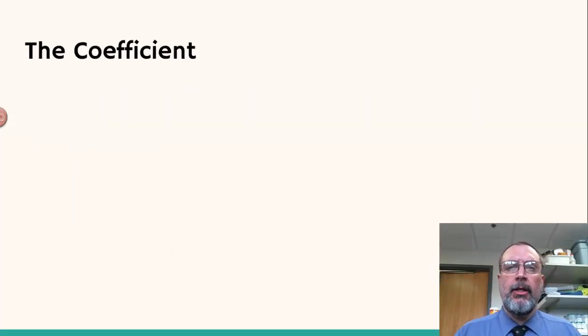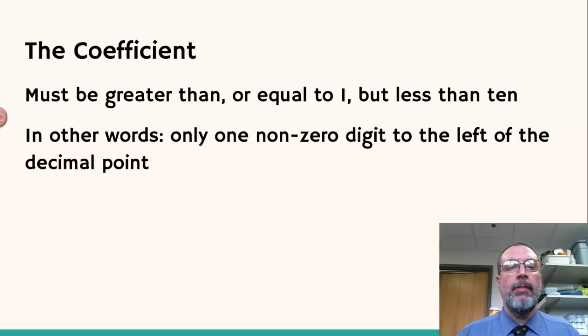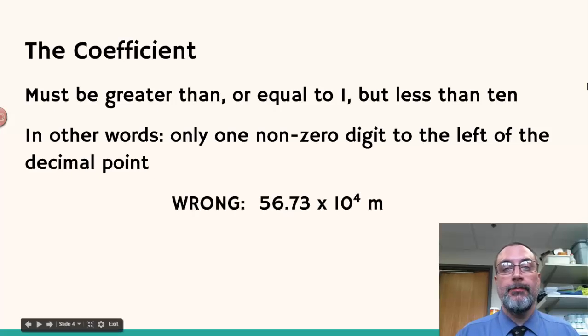Okay, so how do we write numbers in scientific notation? Well, let's start by taking a look at the coefficient. So the coefficient has some rules. It has to be greater than or equal to 1, but it has to be less than 10. What that really means is you can only have one non-zero digit to the left of the decimal point. Okay, so the first part of this number has to be between 1 and 10. It could be 1, it may not be 10, because 10 has two digits to the left.